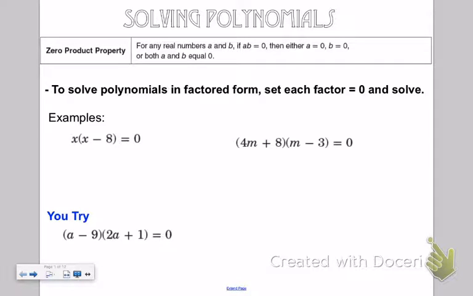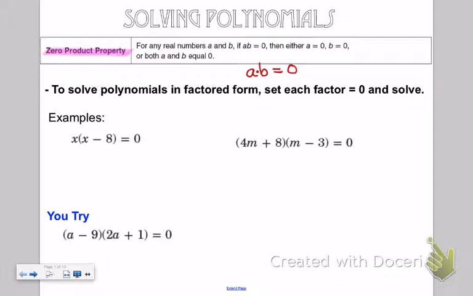If we look at the zero product property, all that is saying is that if we say something like a times b is equal to 0, then what do you know about a and b? Well, either a or b has to be equal to 0, or both of them, because anything times 0 is equal to 0. That is what the zero product property is, and we're going to use that idea in order to solve the polynomials.